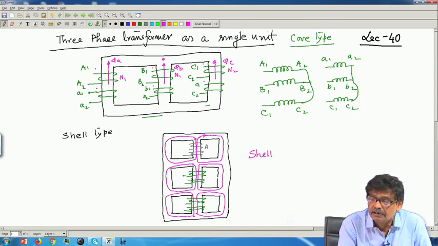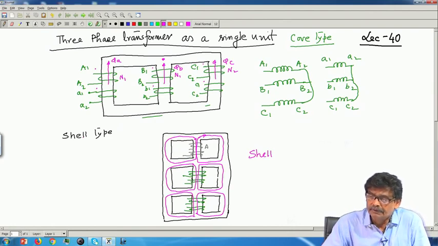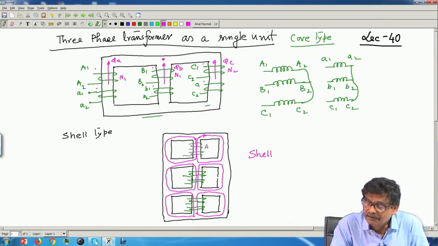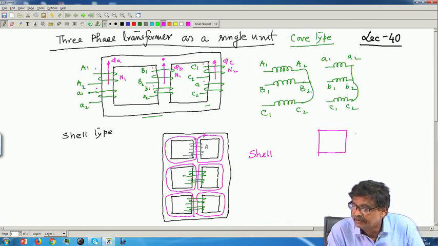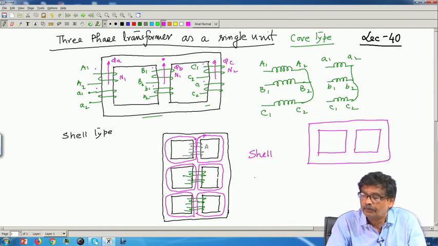Anyway, in the shell type, some people say a shell type is that type of transformer where iron embraces the winding. Similarly in the single phase transformer also you could have, in fact, there are single phase shell type transformers. You can make a single phase transformer in this way.